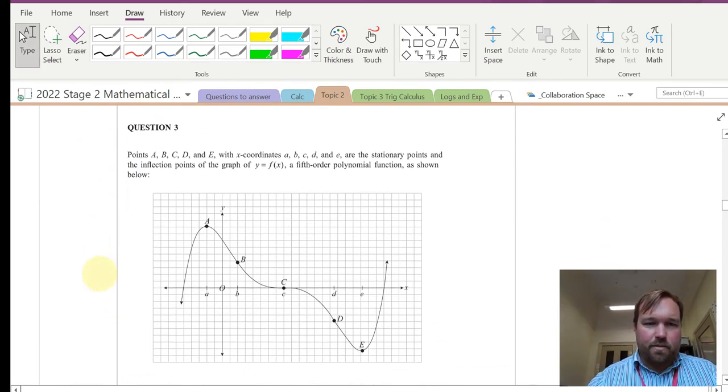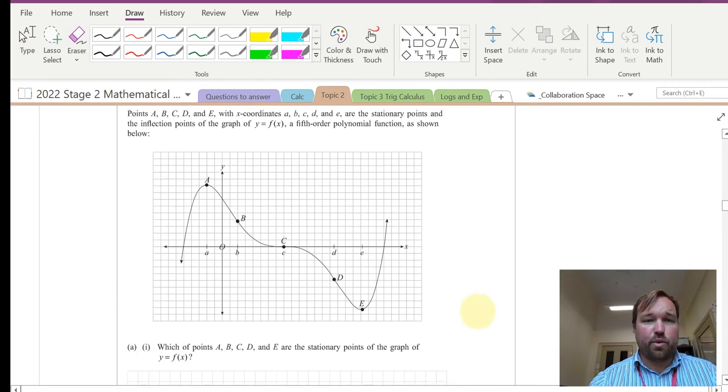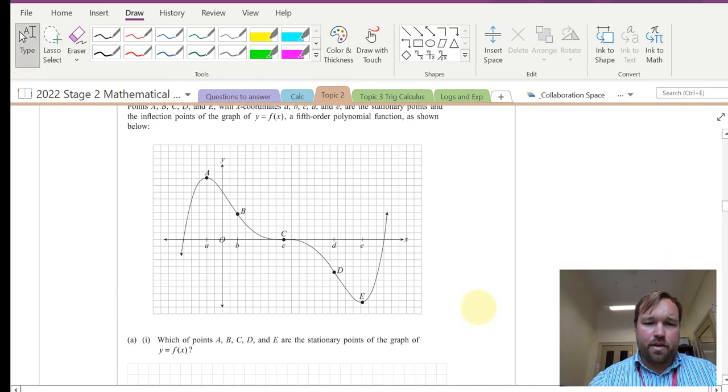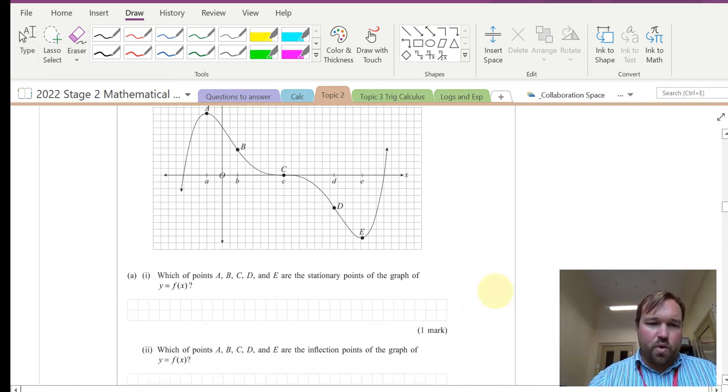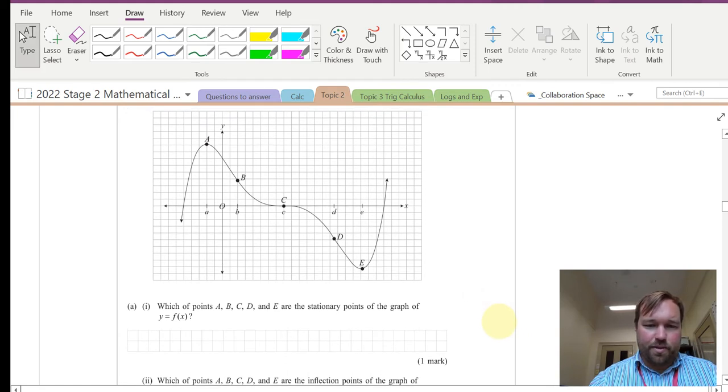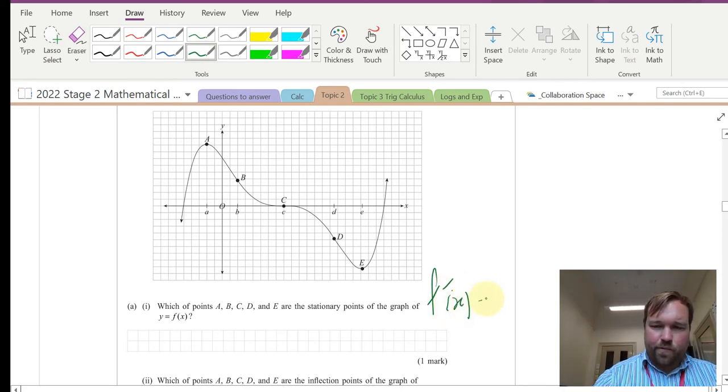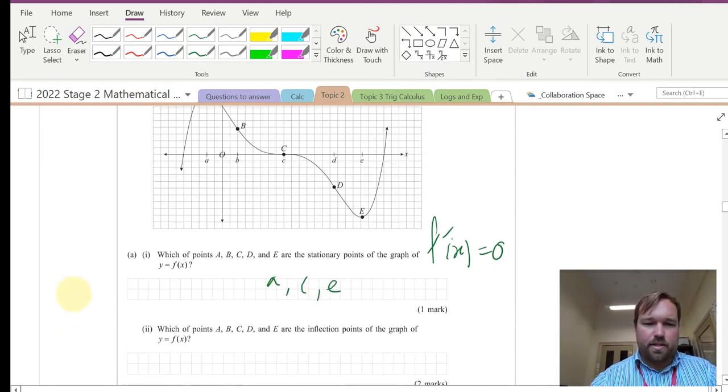Alright, points A, B, C, D, E, with x coordinates A, B, C, D, E, are stationary points and inflection points on the graph. A fifth order polynomial is shown below. Alright, which of the points are stationary points? Stationary points are when f dash x equals 0, meaning the instantaneous slope is 0, and that is A, C, and E. Those 3 points, the slope is equal to 0.